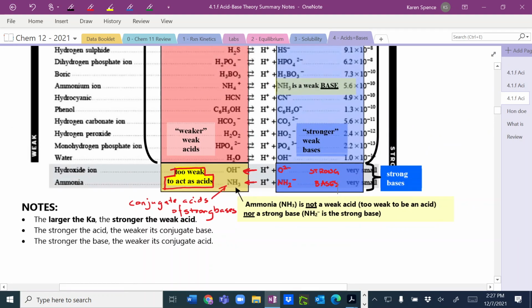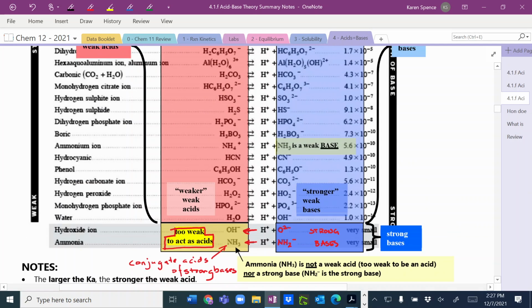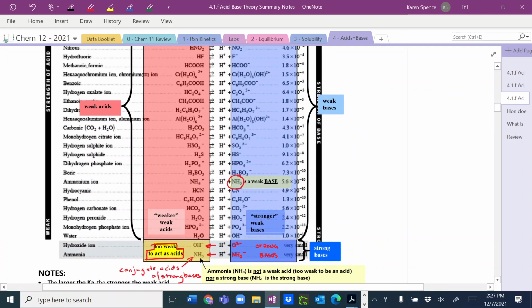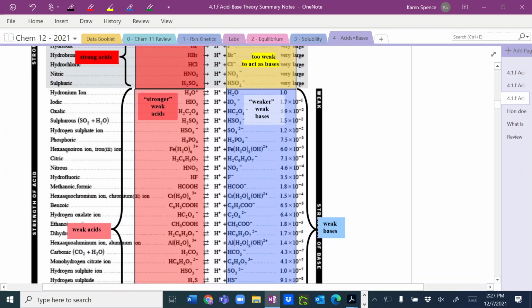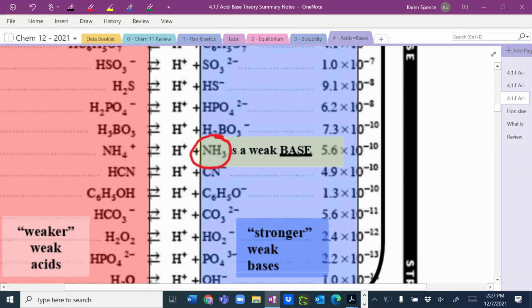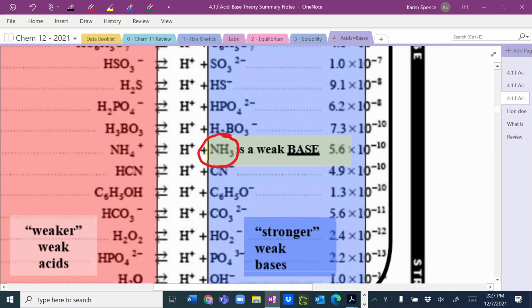Can you find ammonia somewhere else? Yes, it is over on the right-hand side of the table, which puts it in the white area of the table, which means that it's in the weak category, and the right-hand side are all bases. Yes? So on the right-hand side, we have ammonia. It's in the weak area, so it is a weak base.